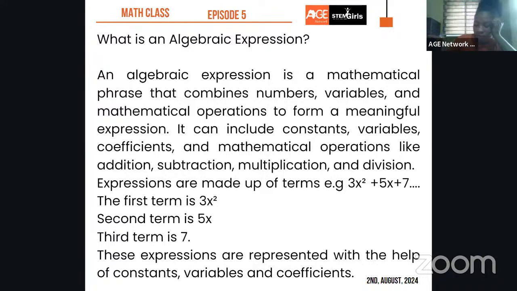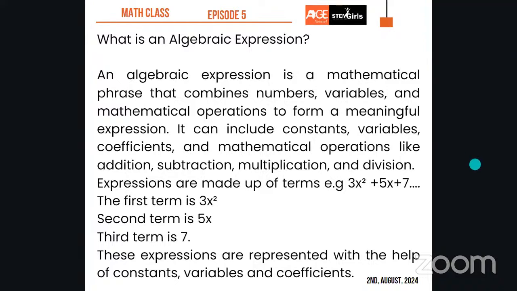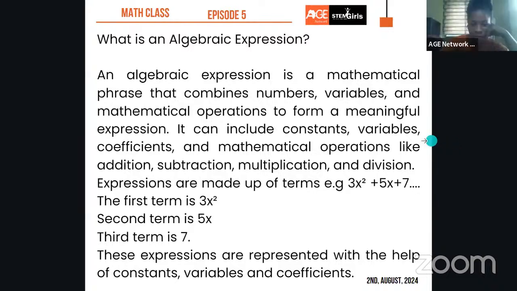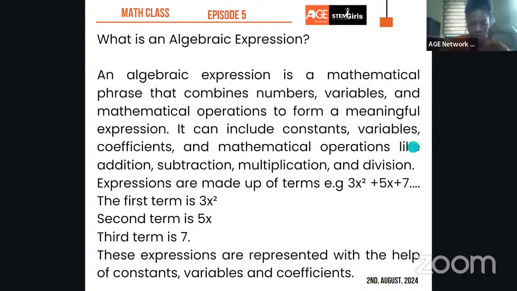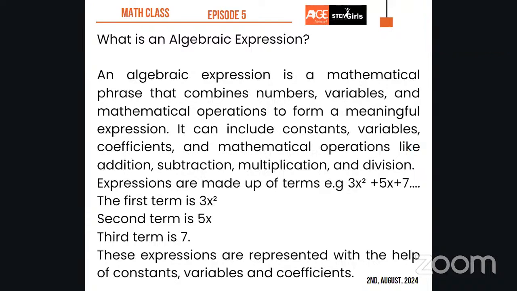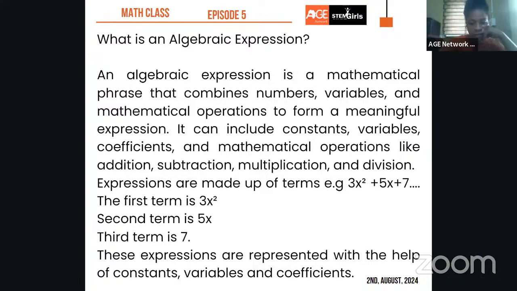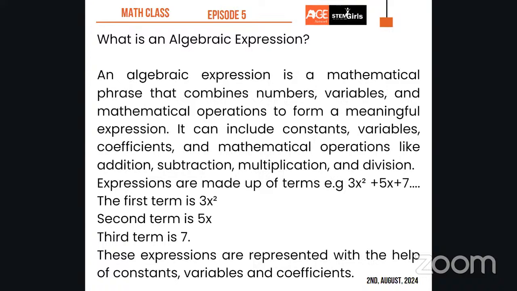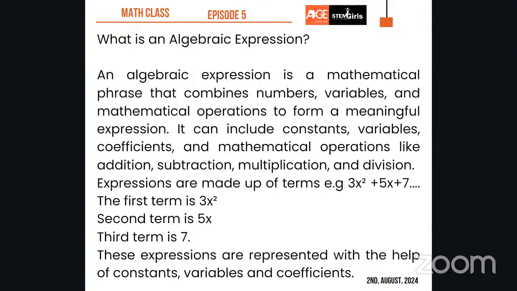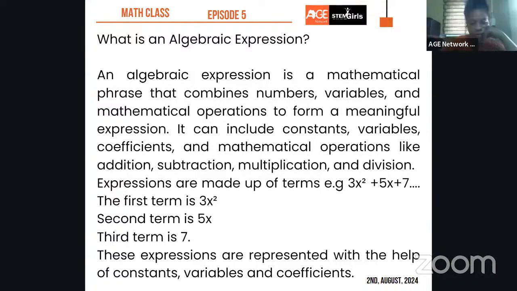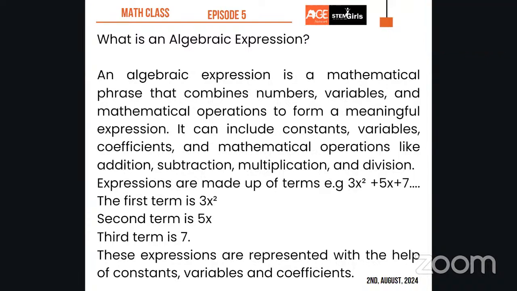Now we have three main things that make up an algebraic expression. Number one, we have the variables. Number two, we have the mathematical operations, and number three, we have the numbers. The numbers are also called constants or coefficients. It can include constants, variables, coefficients, and mathematical operations. Now, what are these mathematical operations? Addition, subtraction, division, multiplication. We have roots. We have squares. We have products. Exactly, product is the multiplication.